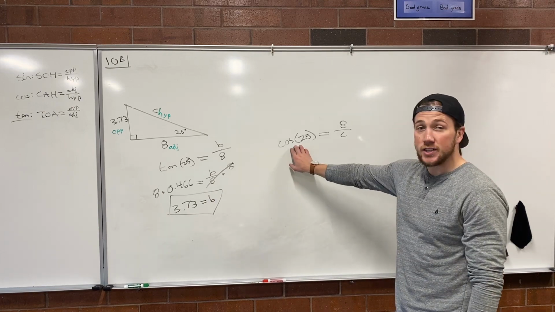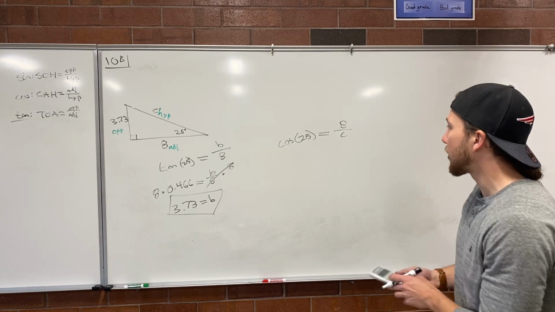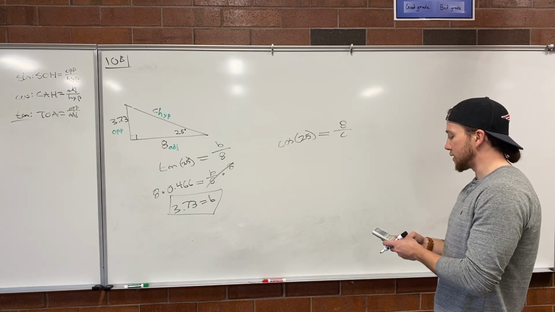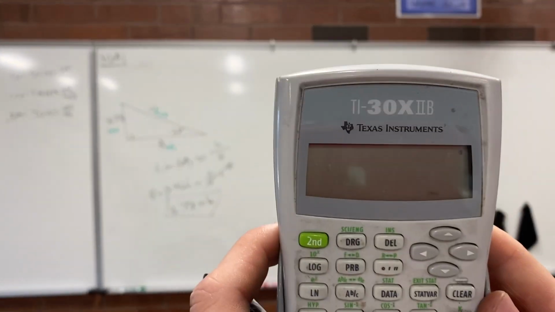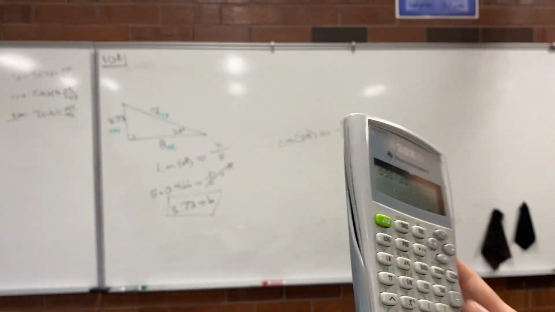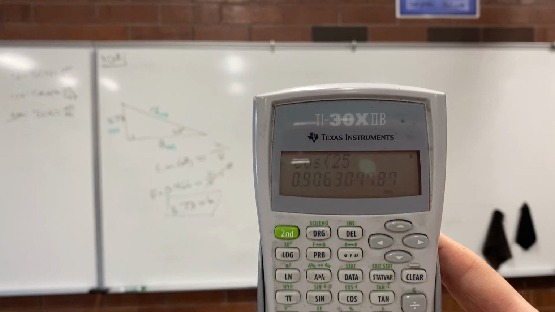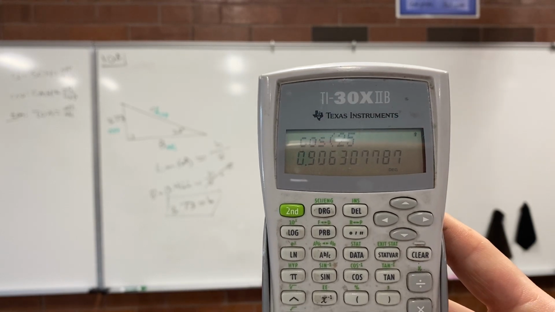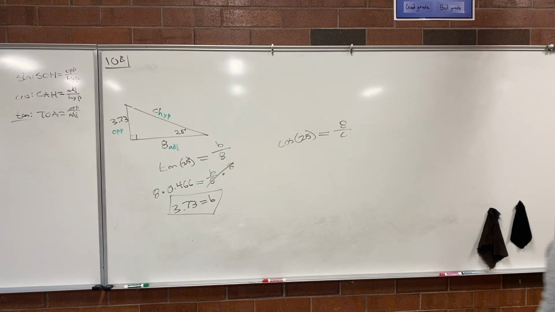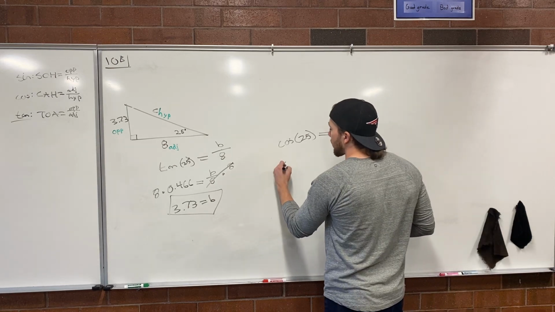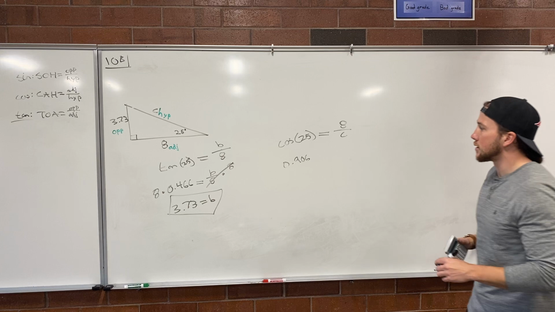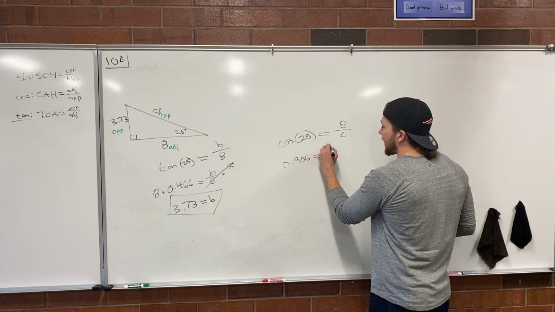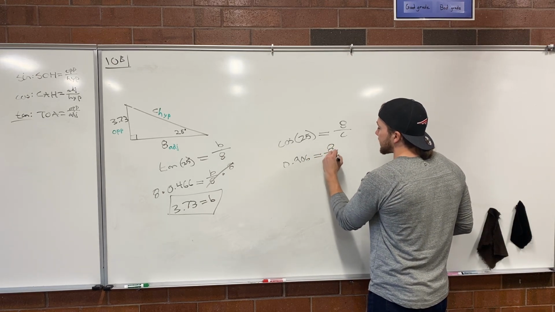But the first thing we'll do is evaluate the cosine of 25 in our calculator. Okay, let's get that into a decimal. So I go cosine of 25, I'm just pressing cosine of 25 and I press enter, and I get about 0.906. So cosine of 25 becomes 0.906. This is just a decimal, that's all we care about. So that equals 8 divided by c.